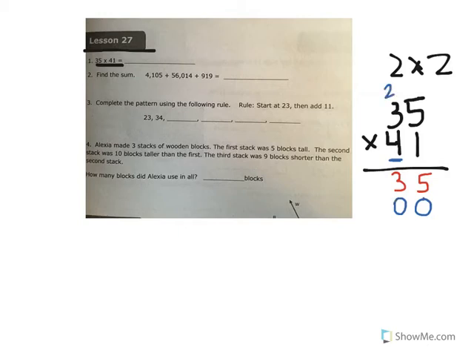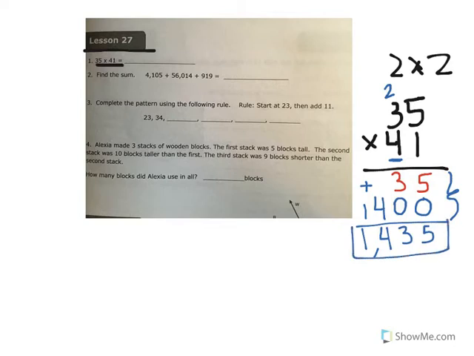Now 4 times 3 is 12, plus 2 more is 14. Now I can add this up together. These are the partial products here. And I will get 1,435, the product of 35 times 41.